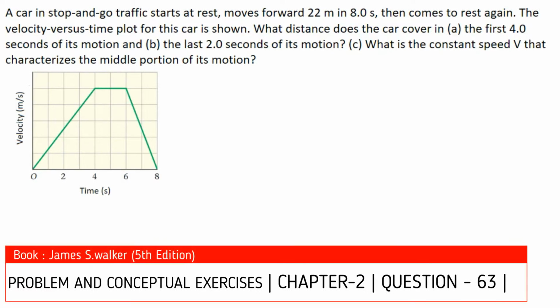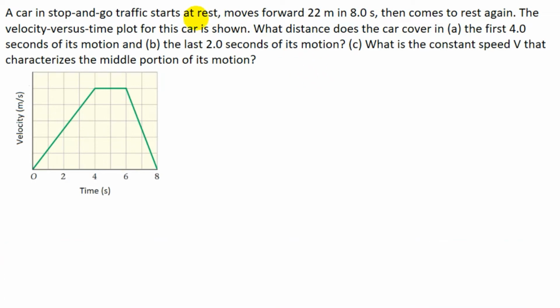Here in this question, we are given a velocity versus time graph for a car which starts from rest and moves forward 22 meters in 8 seconds and then comes to rest. There are three parts that we need to solve. In part A, we have to find the distance covered by the car in the first 4 seconds of its motion. Now this is a VT graph.